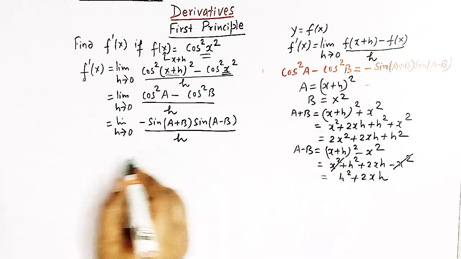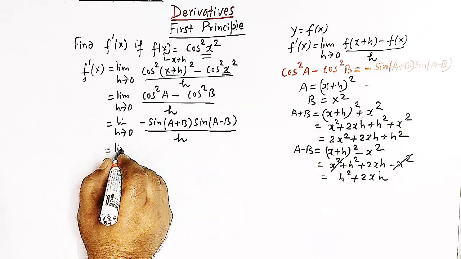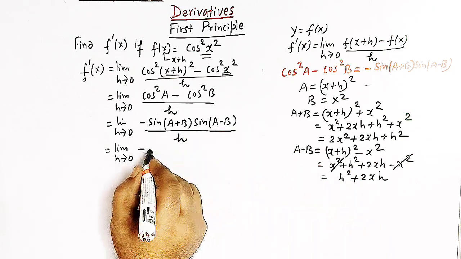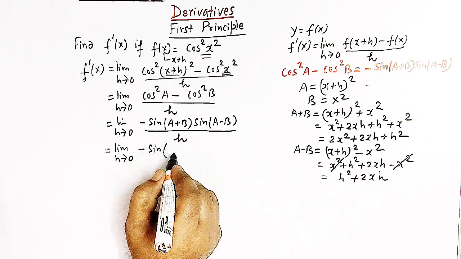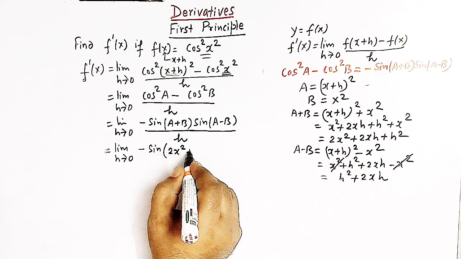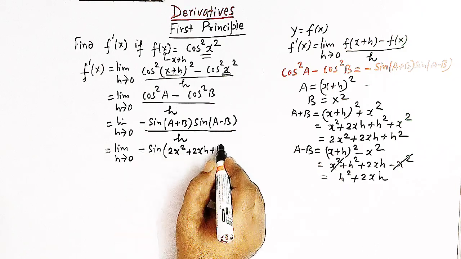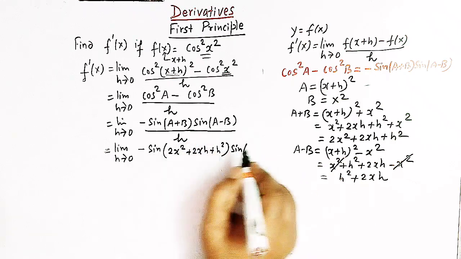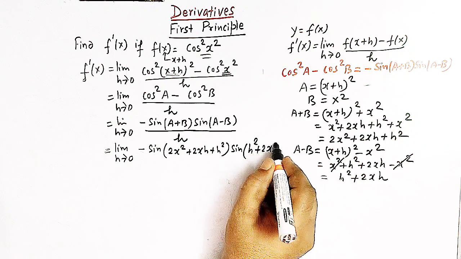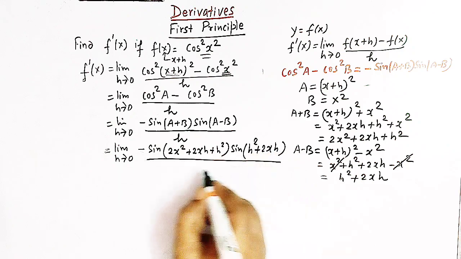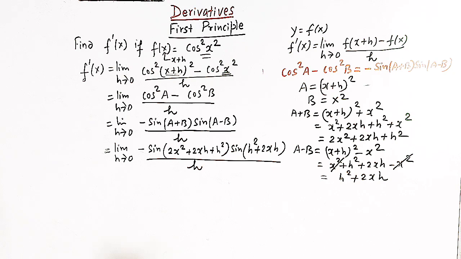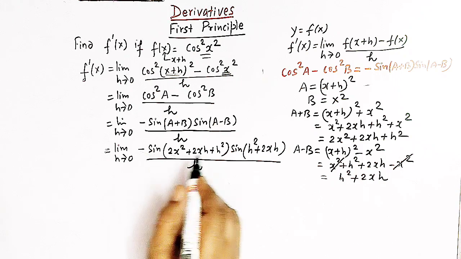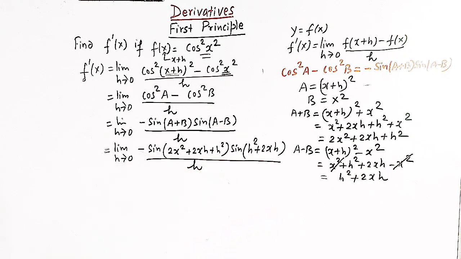So now let us substitute the values of a plus b and a minus b in this expression. So we have minus sign. A plus b is 2x square plus 2xh plus h square, and then we have here a sine of h square plus 2xh, and in the denominator we have h, right? So now we have to evaluate this limit where we have the product of two sine functions.